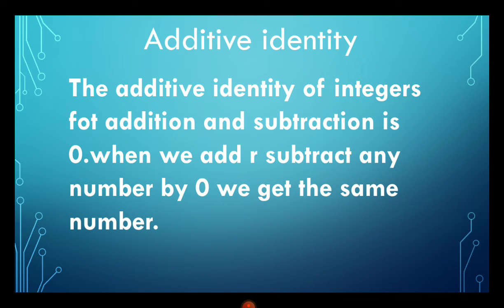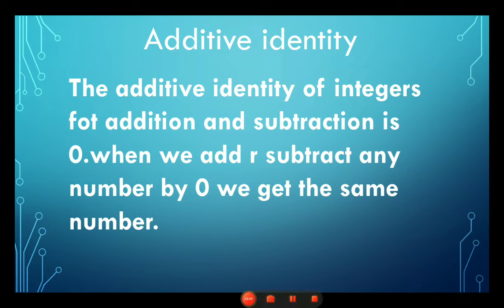Now before we move on to operations on integers, let's see the additive identity. The additive identity for integers, for addition and subtraction, is 0. When we add or subtract 0 to or from any number, we get the same number. So if we add or subtract 0 with any number, we get the same integer.